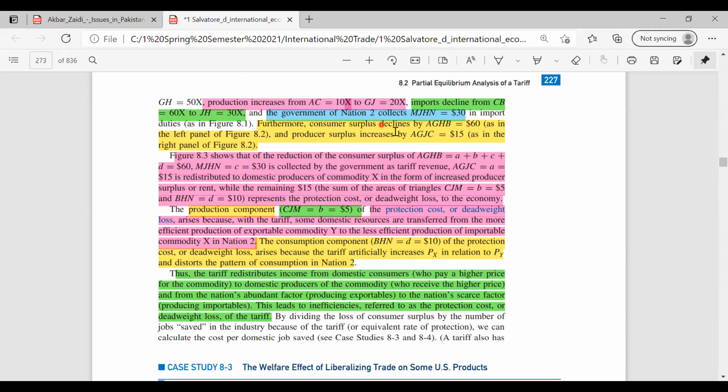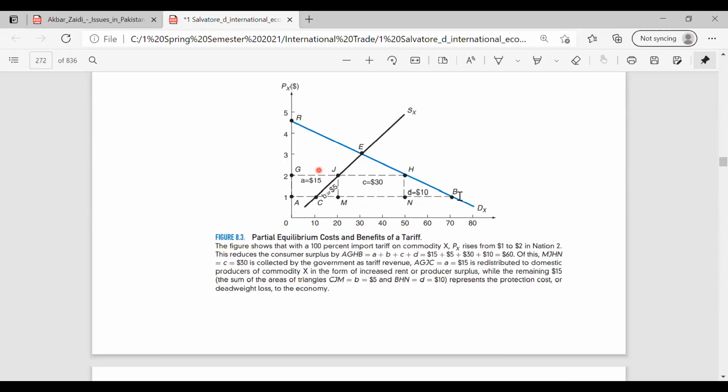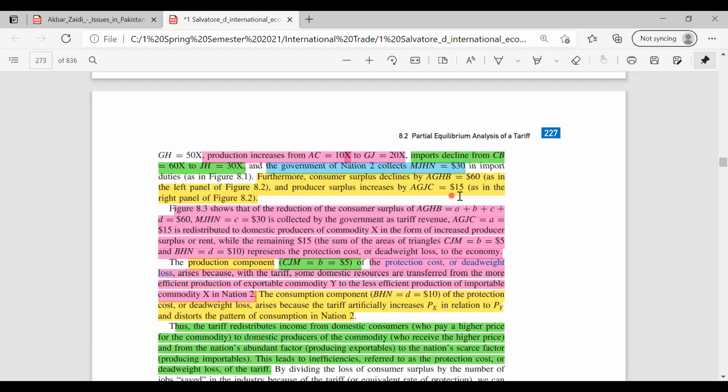Furthermore, consumer surplus declined by AGHB. Here it is, AGHB. And the producer surplus increases by AGJC, which is equal to $15. Figure 8.3 shows that the reduction of the consumer surplus can be shown as A plus B plus C plus D, which in total is equal to $60.